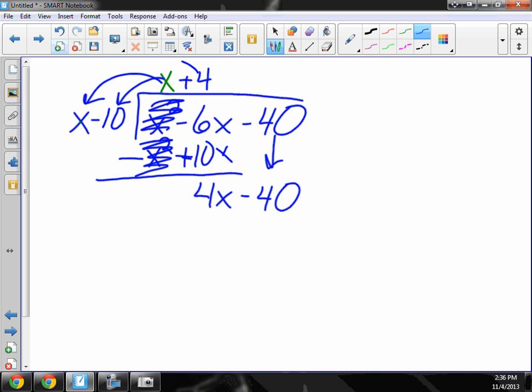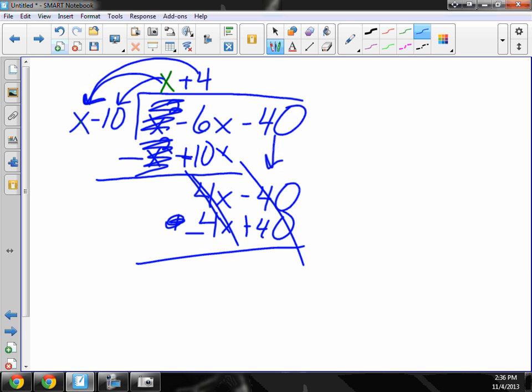Now I multiply. 4 times x is 4x. 4 times negative 10 is negative 40. Draw the line, change the signs. Oops. That cancels, and it's remainder 0. So you multiply.